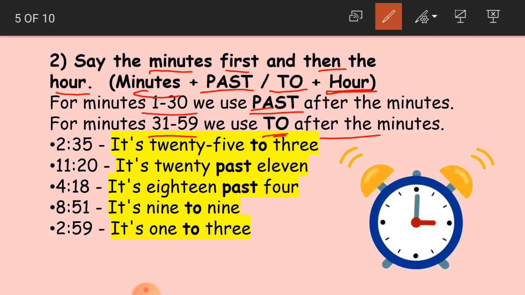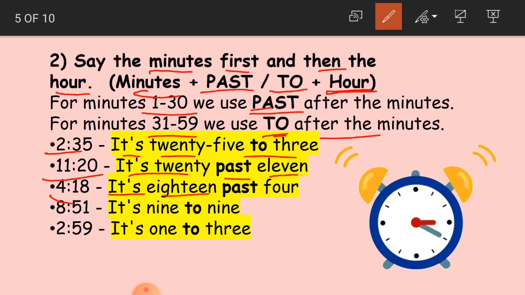Okay children, see now here 2:35 means it's 25 to 3. 11:20, it's 20 past 11. 4:18, it's 18 past 4.